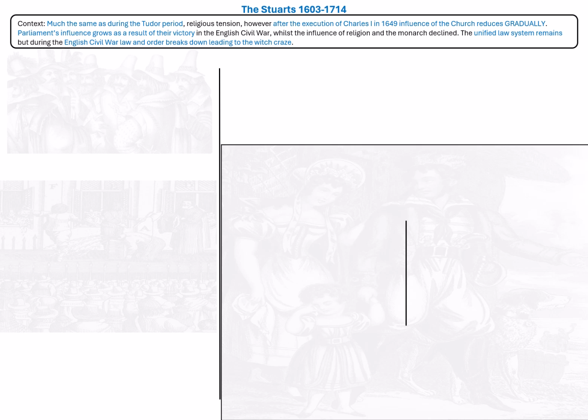Whilst the influence of religion and the monarch declined, the unified law system remains. But during the English Civil War, from 1642 to 1649, law and order broke down, which led to the witch craze, which we'll discuss on a separate slide.